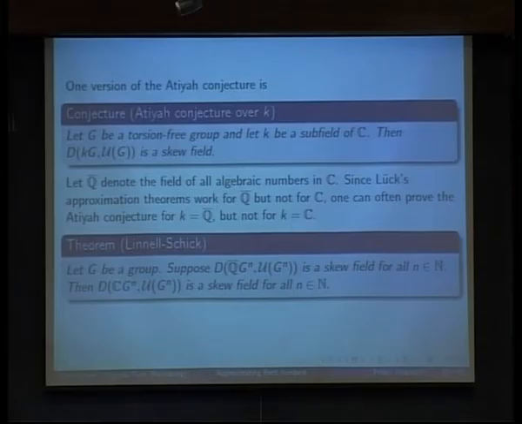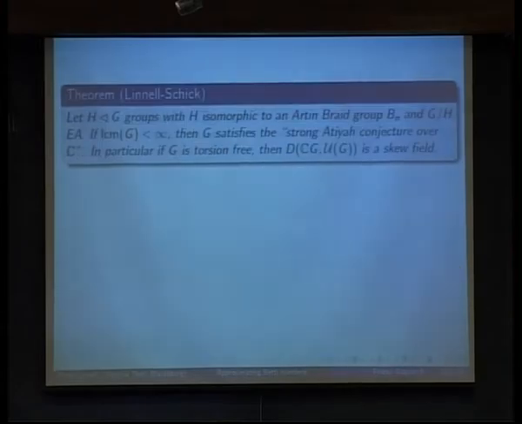So this means it would be nice if we can improve the Atiyah conjecture. If you prove it for a group G, it would be nice to prove it not only for G, but for all powers of G, in other words, G cross G, G cross G cross G.